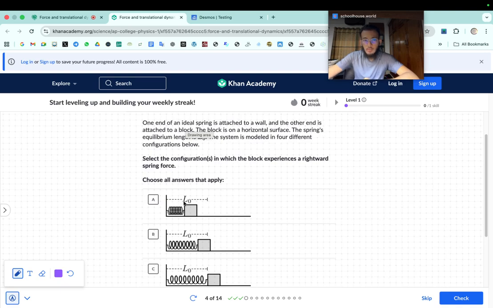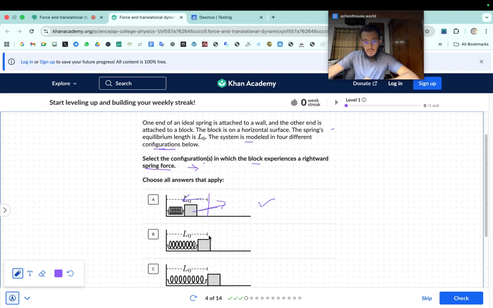All right, so one end of an ideal spring is attached to a wall and the other end is attached to a block. As you can see, the block is on a horizontal surface. The spring's equilibrium length is L0. The system is modeled in 4 different configurations below. See the configurations in which the block experiences a rightward spring force. So this is the original length, and if you compress it, it would give a rightward force.